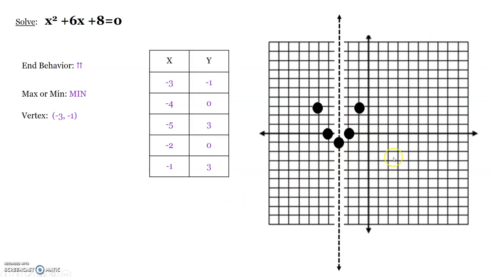Now that I have those plotted, I want to look at this and ask, does it cross my x-axis anywhere? And the answer should be yes. You should be zoning in on these 2 points here, because that's where my x-axis is. So my solutions are at x equals -4, and then at x equals -2. You can always check that by your graph and also your table, because you're looking for where your y values are 0. In this case, it hits my x-axis 2 times, so that's why I have 2 solutions written down here.